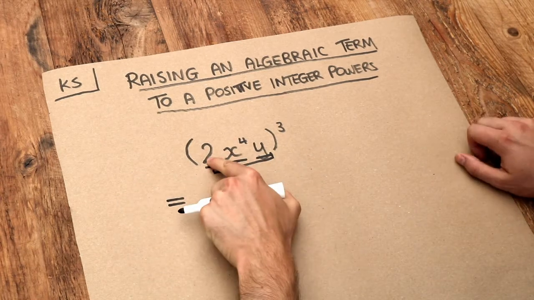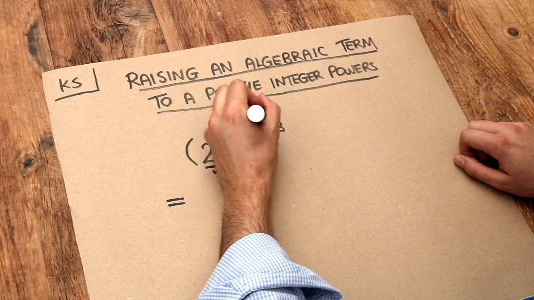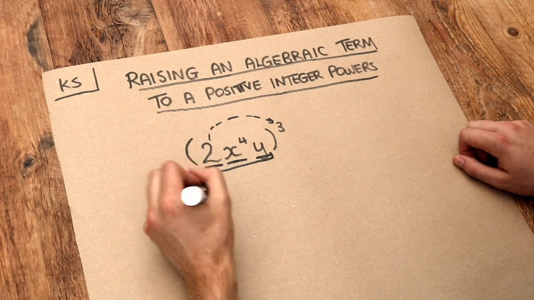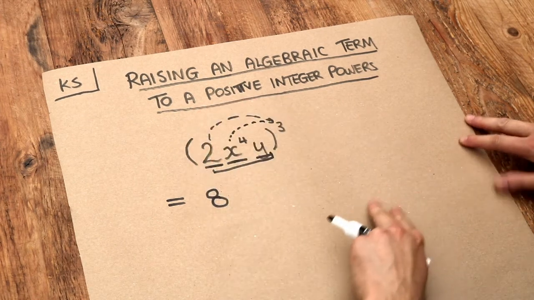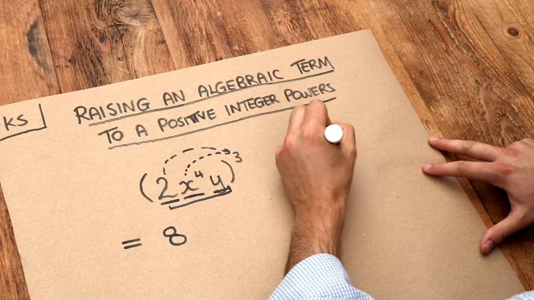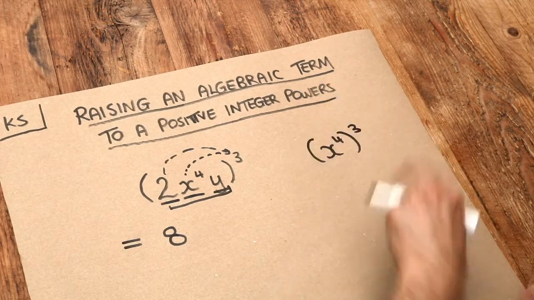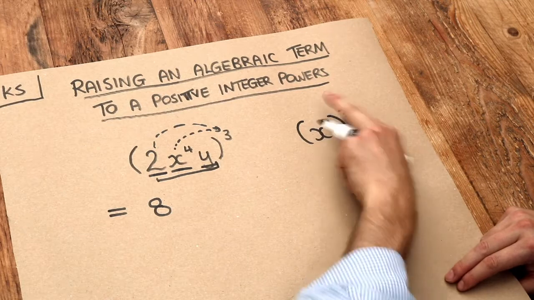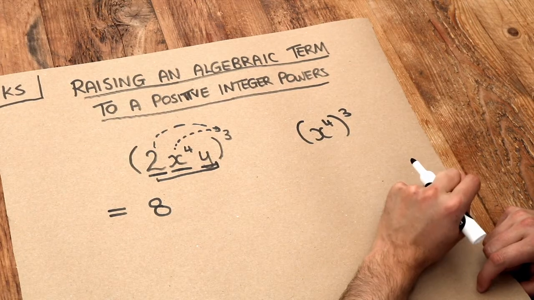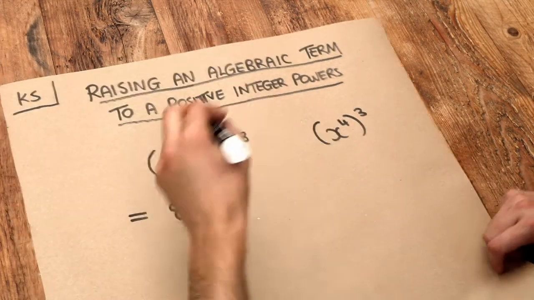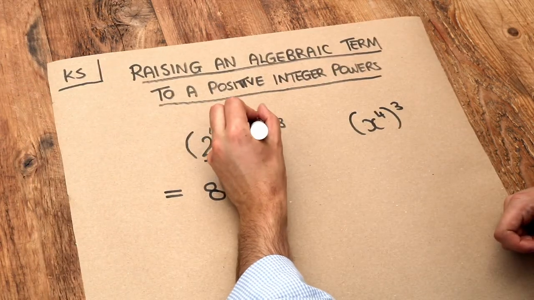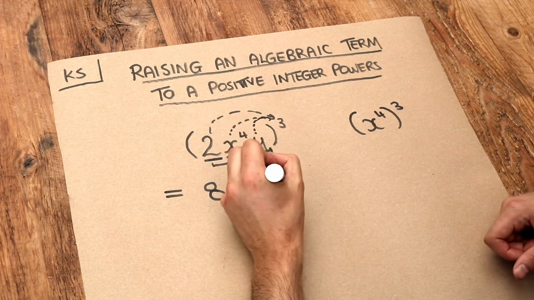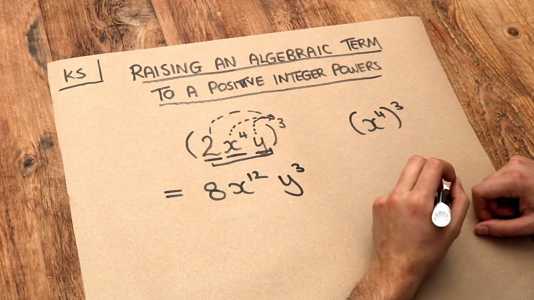So if we do the 2 to the power of 3, 2 cubed, 2 to the power of 3 is 8. If we do x to the 4 to the power of 3, so you can imagine that as x to the 4 to the 3. Now do you remember when you raise a power to a power, you multiply the indices. So we do 4 times 3, which is 12. And then finally we raise y to the power of 3, and that's just going to be y cubed.